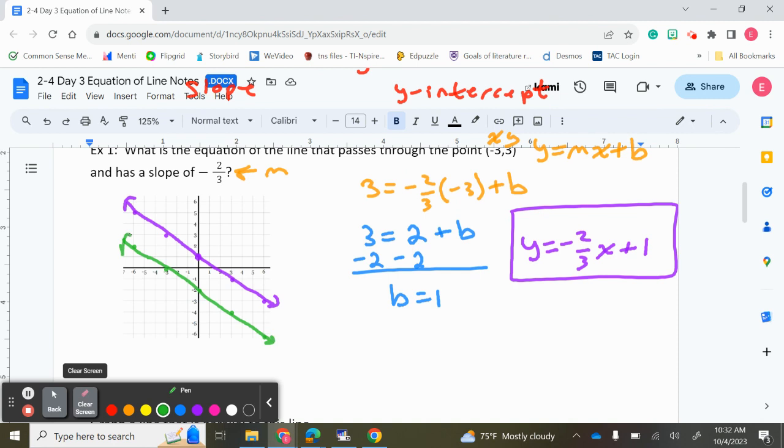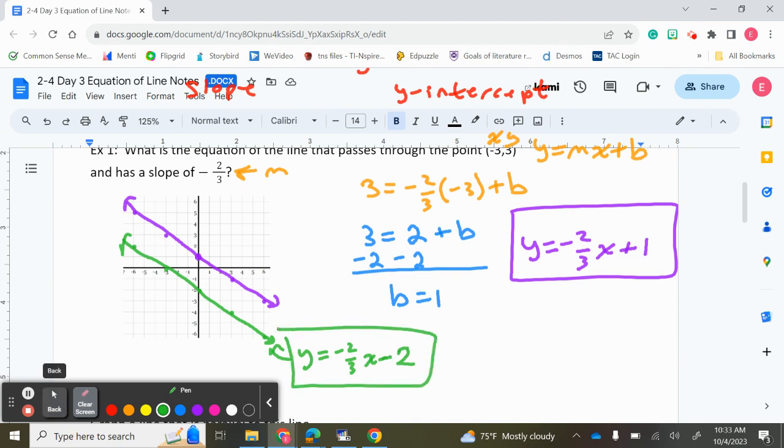Okay. So now it's saying, what do you notice about the equation of this line? So if we look, this would be the exact same slope, but with a different y-intercept at -2. So I would just state that this is y equals -2/3 x minus 2. So what is the same and what is different with these two lines? Let's start with what's the same.